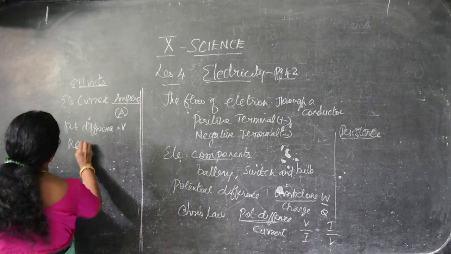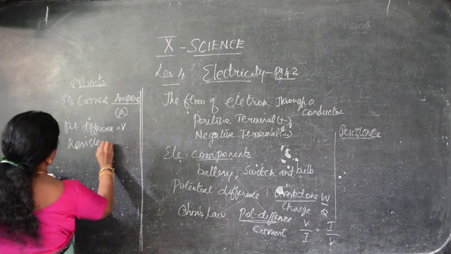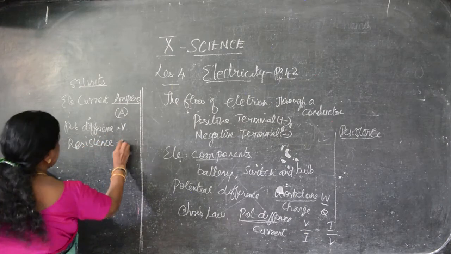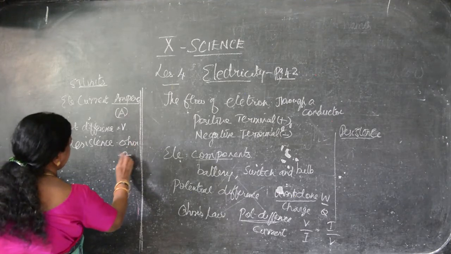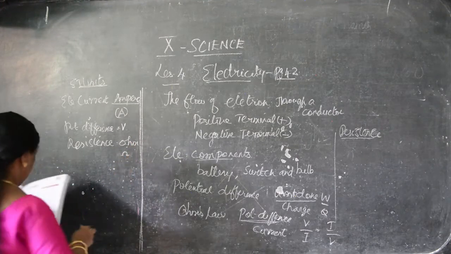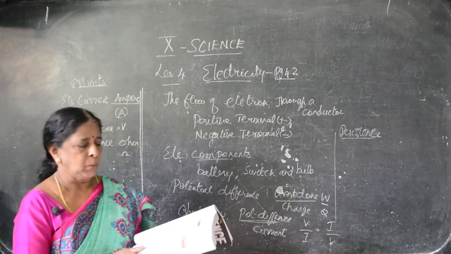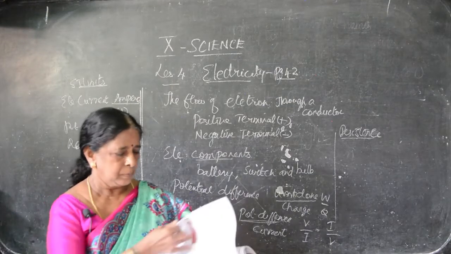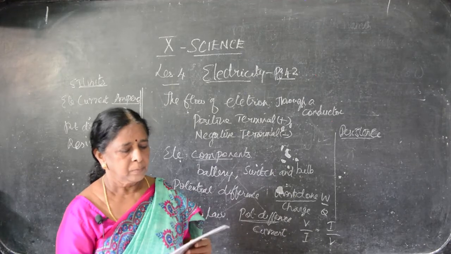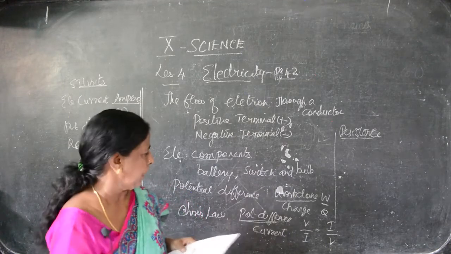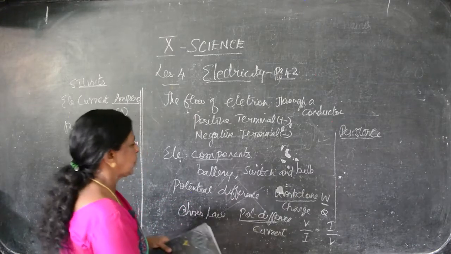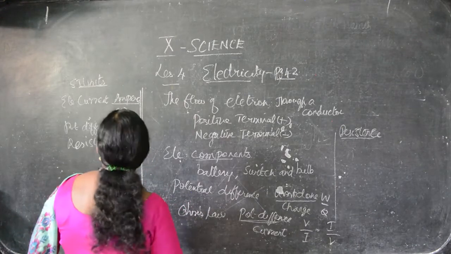Resistance. The unit is ohm, and the symbol is Ω. One ohm is equal to 1 volt per ampere.